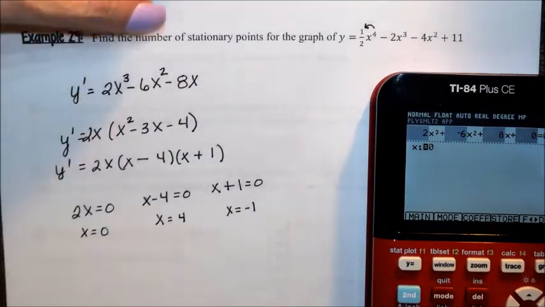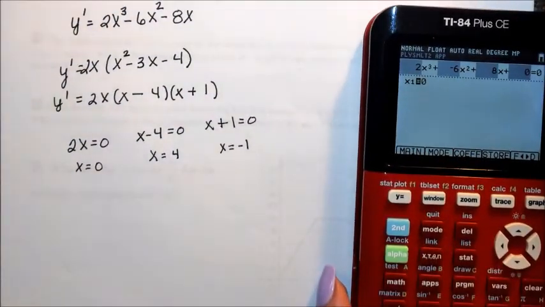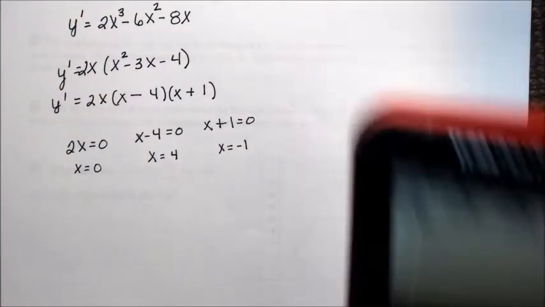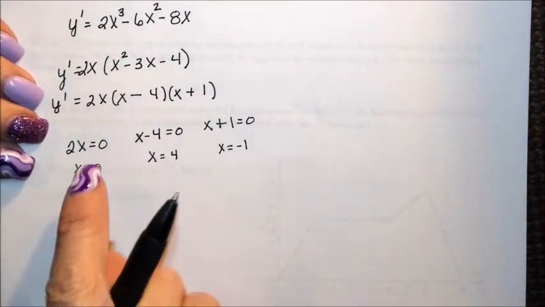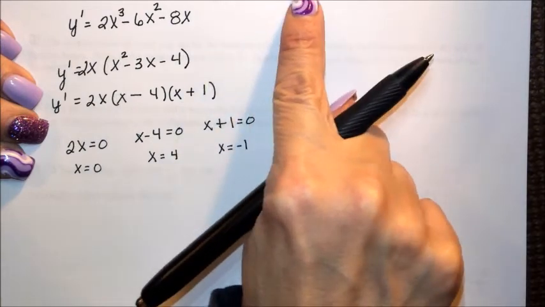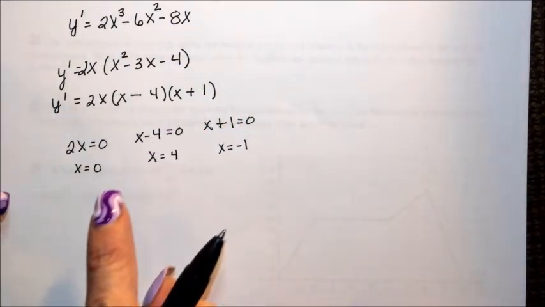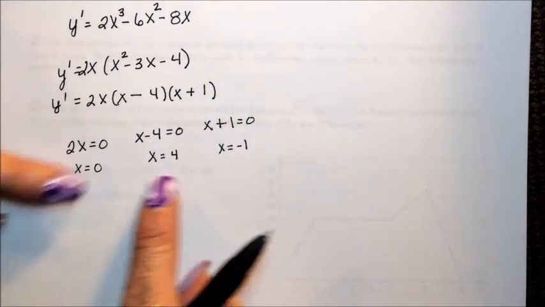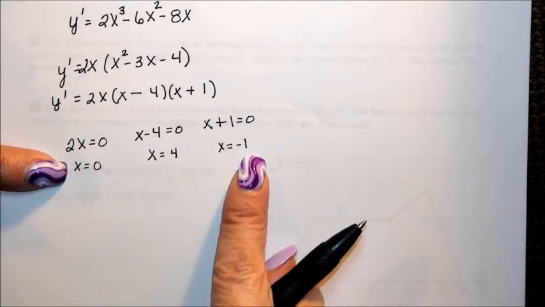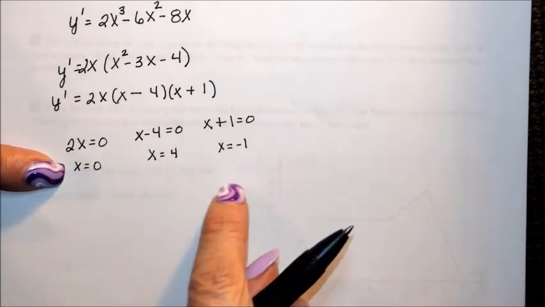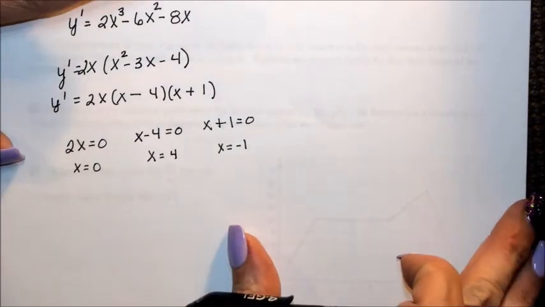All right, let me pull that up just a little bit. So if I were to graph it, I basically have to find the number of stationary points on this graph. Well, it looks to me like I'm going to have 3 stationary points. I have one at 0, one at 4, and one at -1. So I have 3 stationary points.